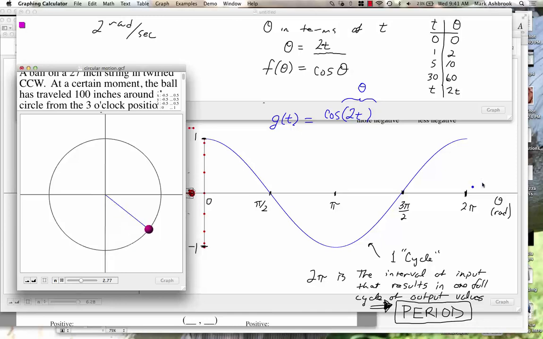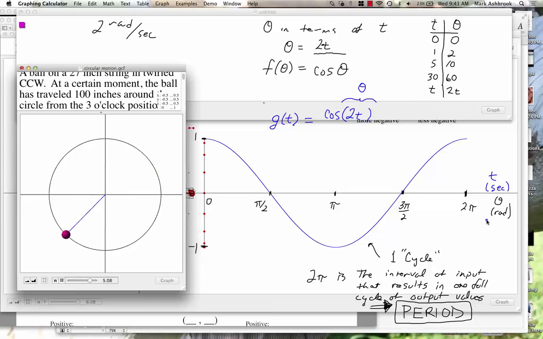Okay, so now if I wanted to graph g of t, what would change? Would my vertical axis change? No. But horizontally, I'm going to come up here and say I want to graph how many seconds.